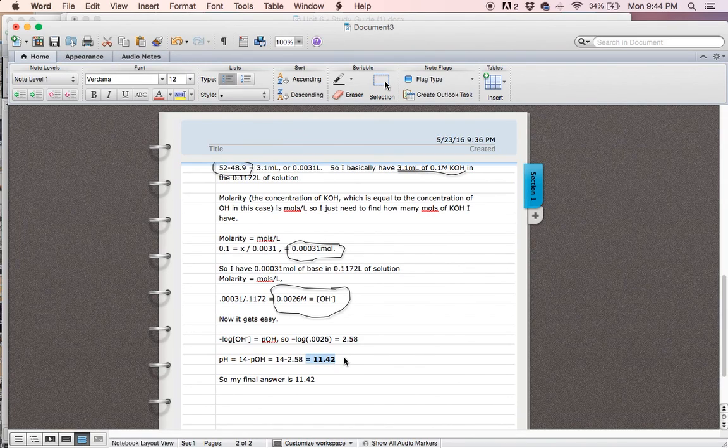There's no units on pH. It's a base. It's more basic than water. This fits my understanding. It's not a particularly strong base at 11.42, but it's there. But I mean, I don't expect it to be very strong. I only have 3 milliliters of relatively dilute potassium hydroxide in a tenth of a liter of solution. I mean, it's going to be a relatively weak base at this point, and that's what I get.